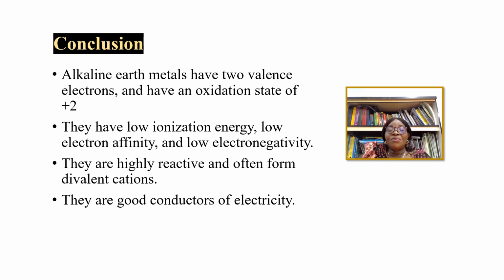Conclusively, we have come to the end of this lecture. The alkaline earth metals have 2 valence electrons and have an oxidation state of +2. They have low ionization energy, low electron affinity, and low electronegativity. They are highly reactive and often form divalent cations, and also know that they are good conductors of electricity.